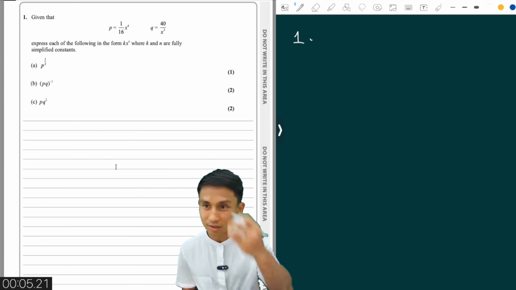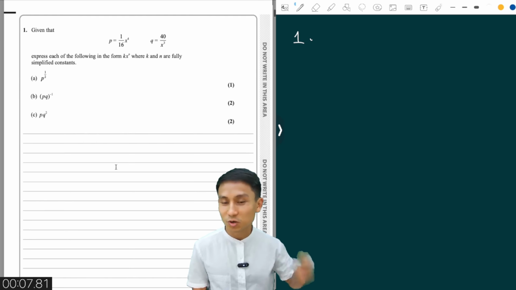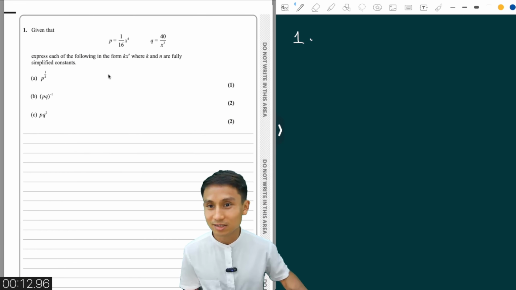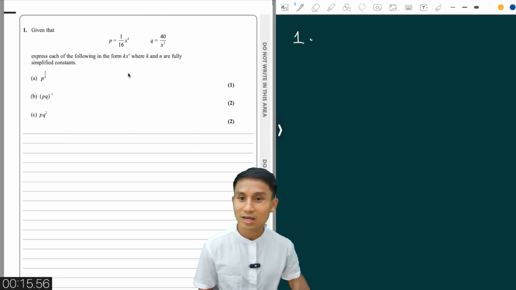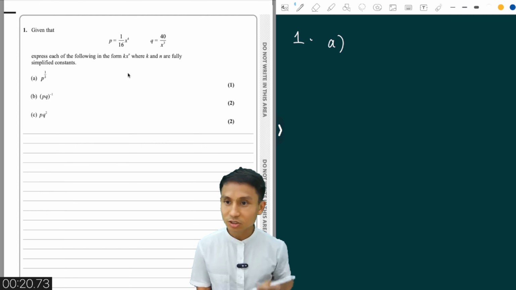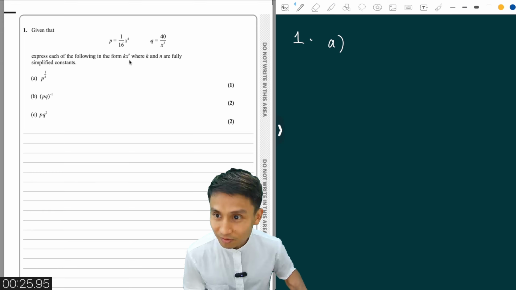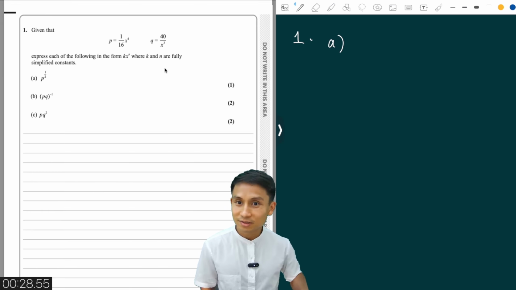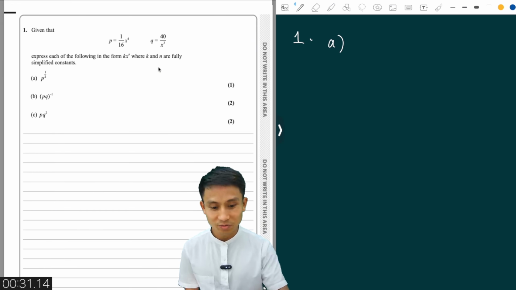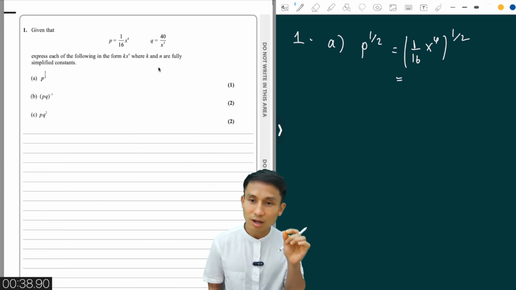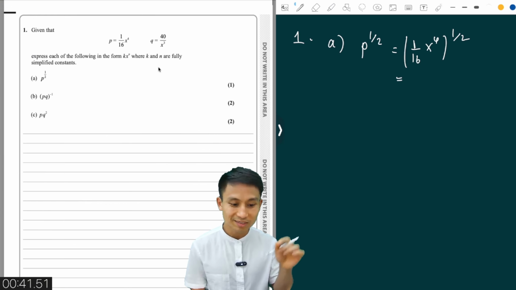Okay, number 1. Given that P equals 1 over 16 x to the 4 and Q equals that, express each of the following in terms of k x to the n, where k and n are fully simplified constants. Okay, so P to the half, right? Wait, hang on. In terms of k, x to the n, where k and n are fully simplified constants. Yeah, okay, so P to the half is just 1 over 16 x to the 4 to the power of a half. So we apply the power of a half to both 1 over 16 and x to the 4.